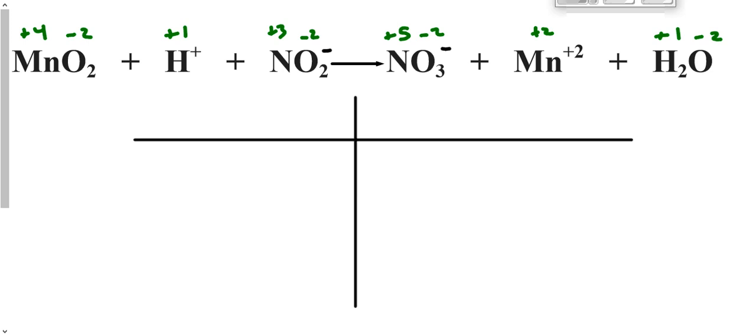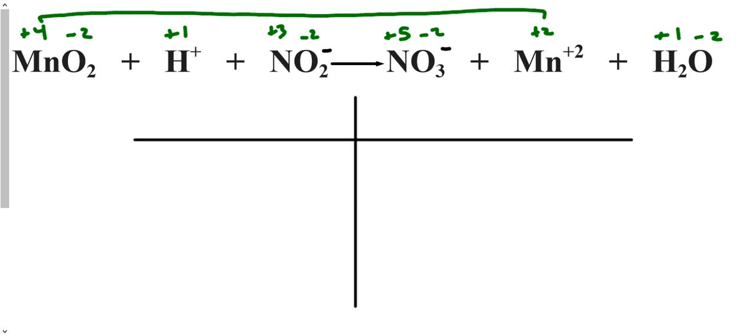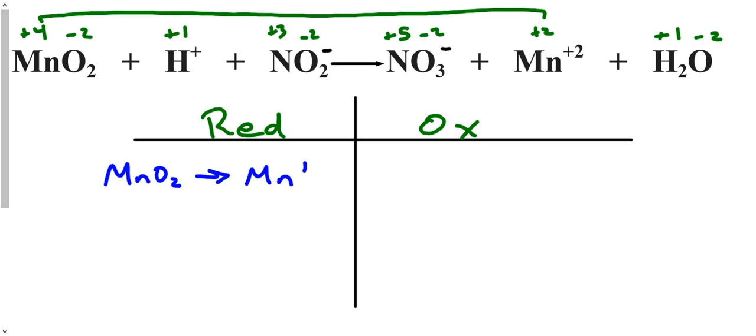All right, let's look at that first step together. We start by assigning all of our oxidation numbers. We're going to see who went up and who went down. Manganese went from an oxidation number of +4 down to an oxidation number of +2. So that's my reduction. So I'm going to write the word redox, and I'm going to write my reduction half reaction under the word reduction. So for my reduction half reaction, we had MnO2, manganese dioxide, turns into Mn plus 2, there's the manganese ion.